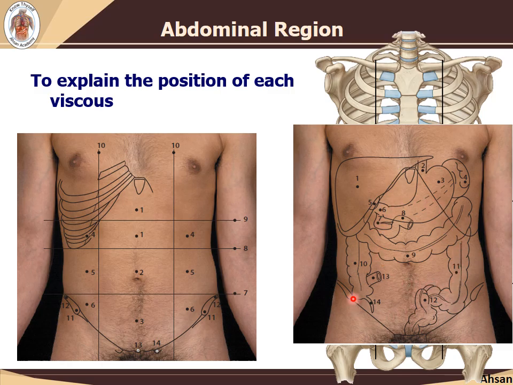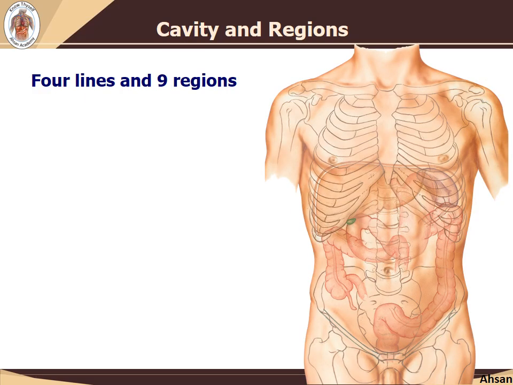Let's see this one. To divide the abdomen into different regions, I'll draw some lines on this figure. In the case of the abdomen, we draw the lines on the anterior abdominal wall. There are 4 lines, and the 4 lines divide the anterior abdominal wall into 9 regions. This I will try to show you on the anterior abdominal wall in this figure.